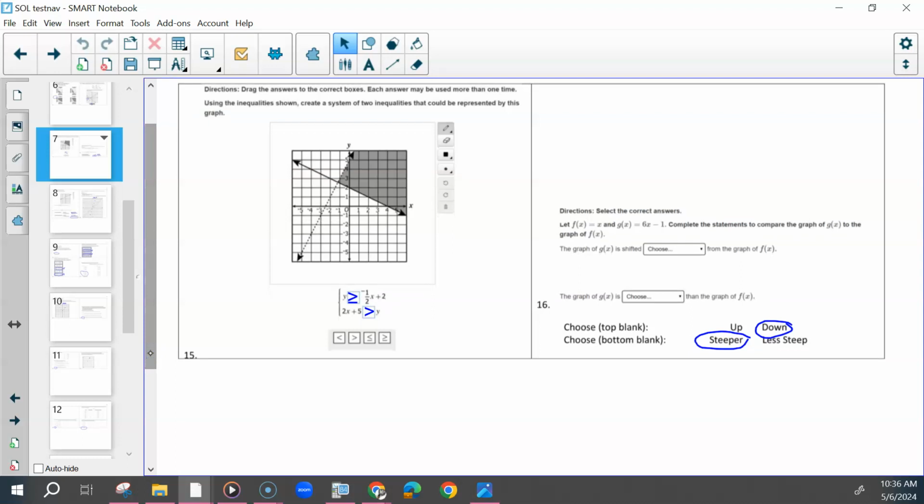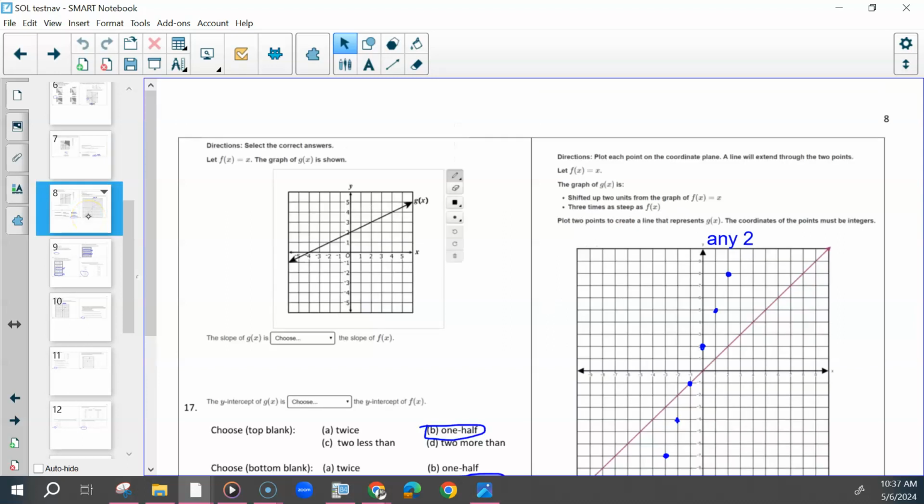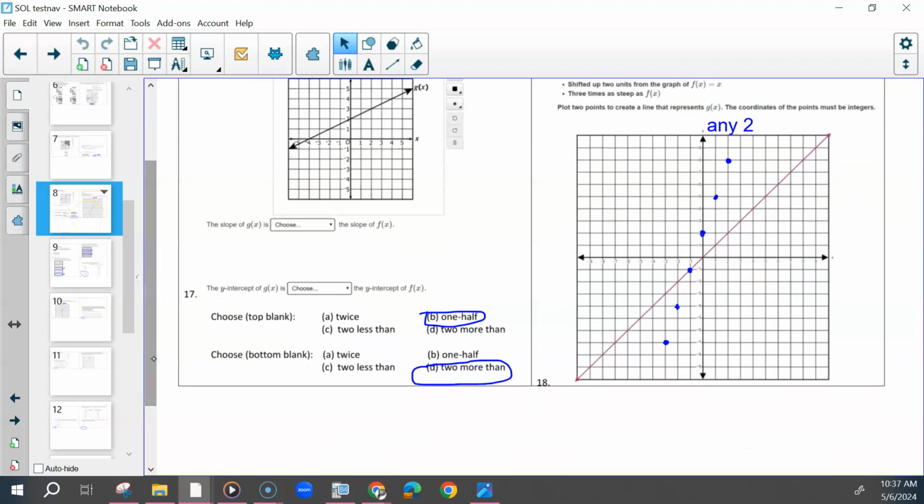So starting with 15, you would have dragged these to the correct spot. The first one was greater than or equal to. The second one was just greater than. 16, this on the app on the computer would have been a drop-down menu. Can't do that on the paper. So the first one would have been down. The second one steeper. So 17 was similar. The first one was 1/2. The second one was 2 more than.